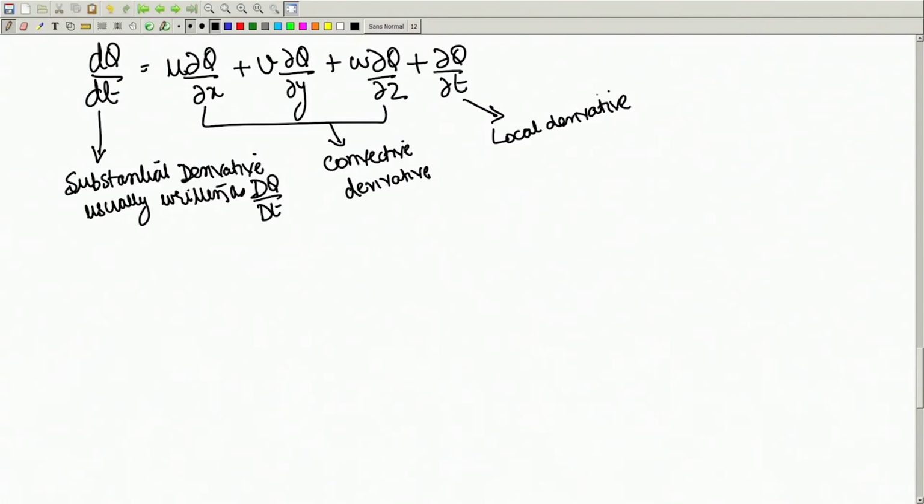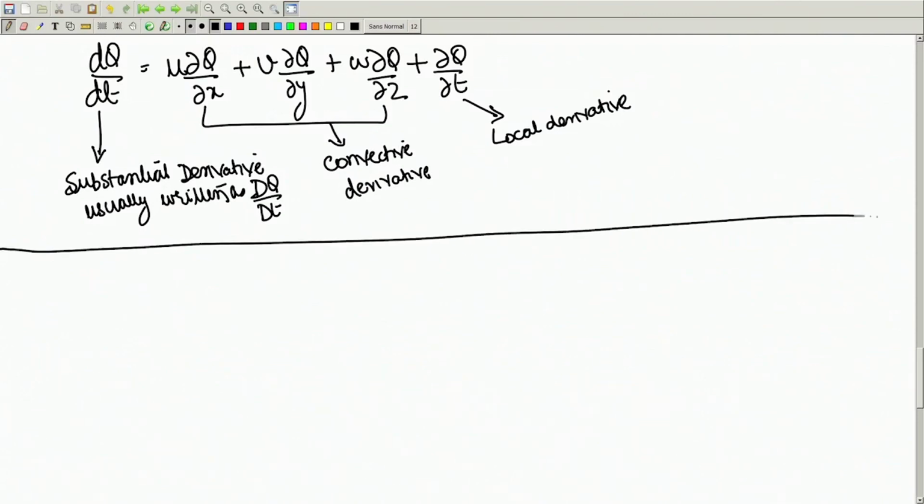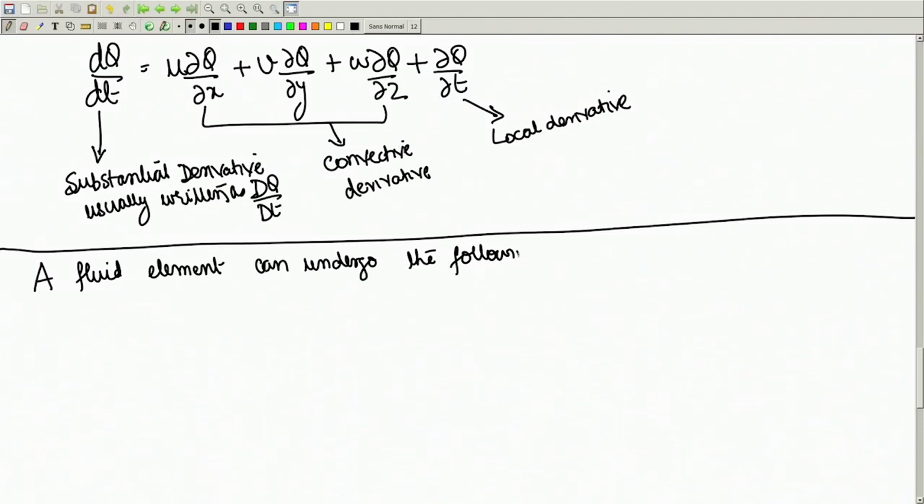So, starting with a new topic, if there is a fluid element, it can undergo the following 4 types of motion or deformation. What are those?